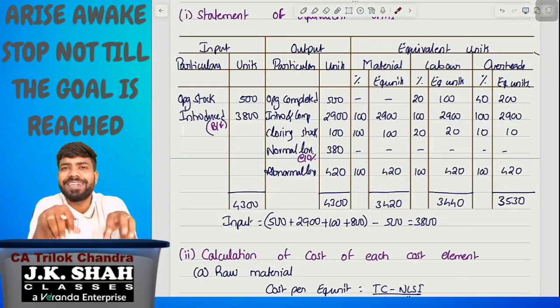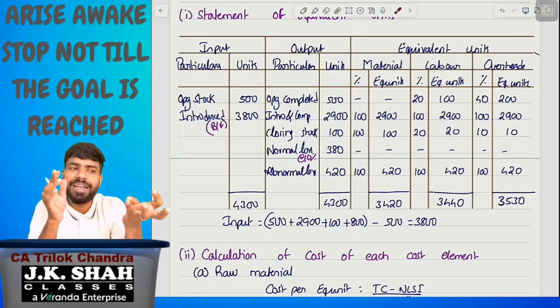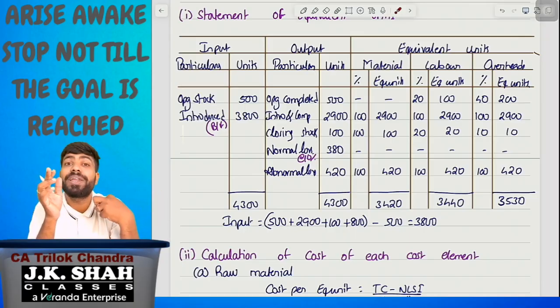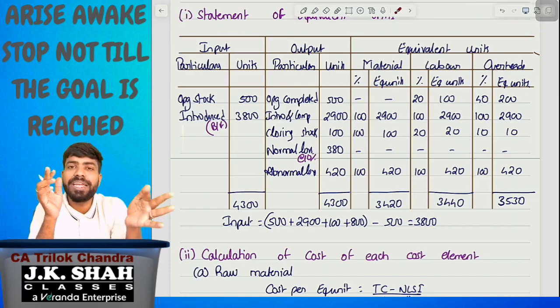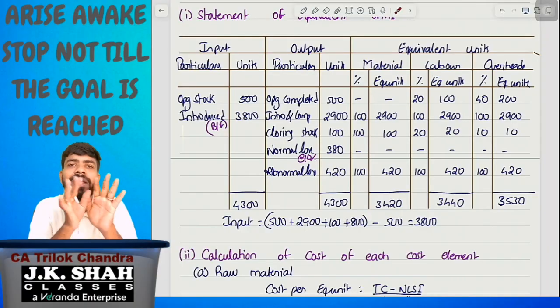It's time to calculate what is the total cost. See, because normally what happens, they'll give the total cost, material, labor, overheads. We'll calculate the cost per equivalent unit. But in this question, reverse. They had given the cost per equivalent unit. We need to calculate the total cost. First, look at the material. How to calculate for material?